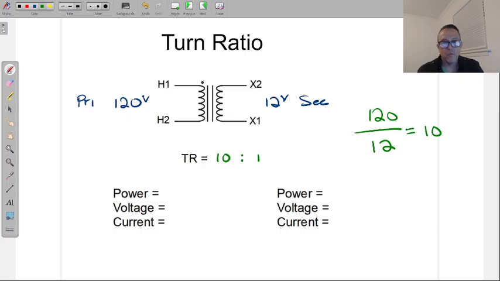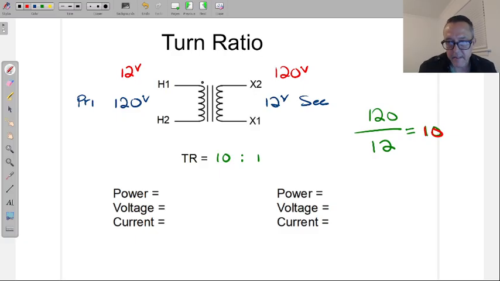So this is a 10 to 1 transformer. And we can do that for any voltage. And again, no matter which side is the primary or the secondary, that part doesn't matter. There is only one minor thing that would matter if this was 12 volts here and 120 volts here, meaning step-up transformer. We'd do the math the same.